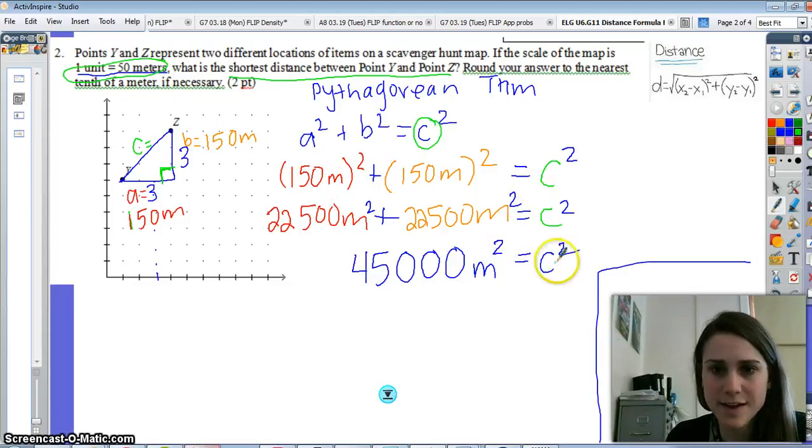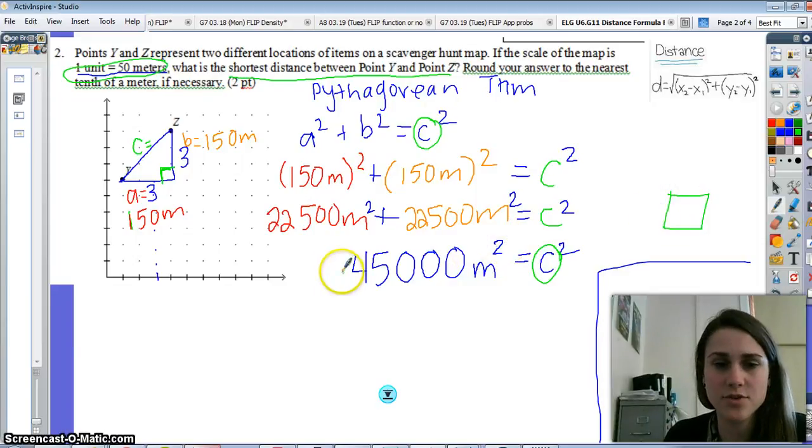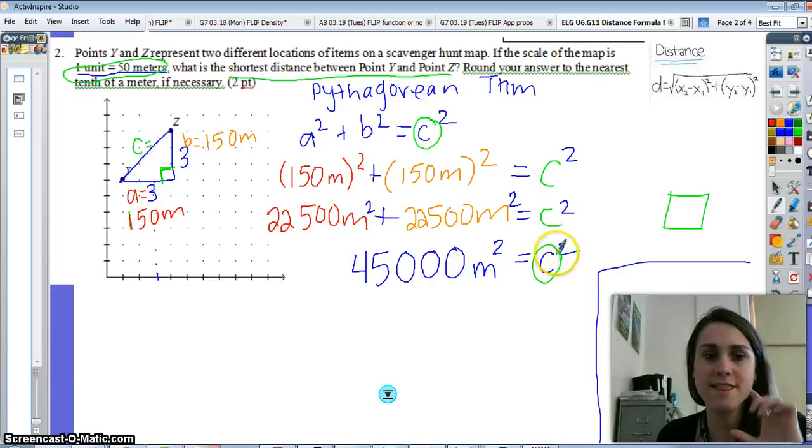Now, I want to find c. I don't want to know what c squared is. I also know that a distance is going to be in meters, not in meters squared. Meters squared is going to give us an area measurement. So I need to isolate c. C is being squared. The inverse of squaring something, or the opposite, is to take the square root.